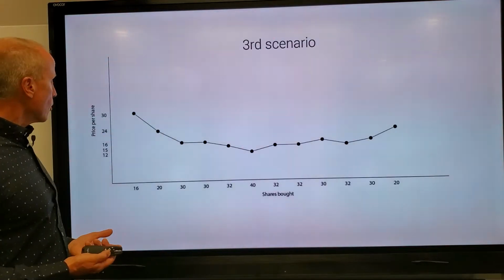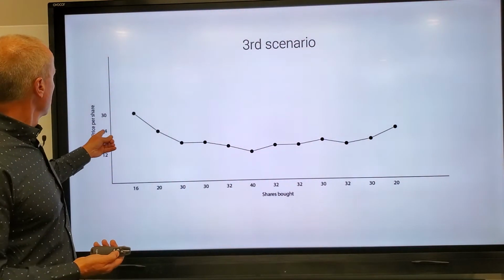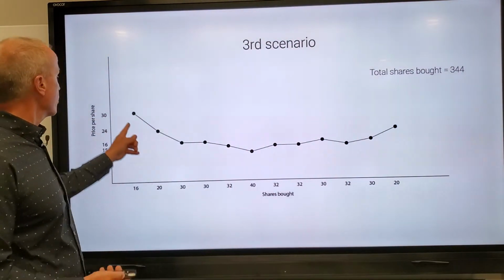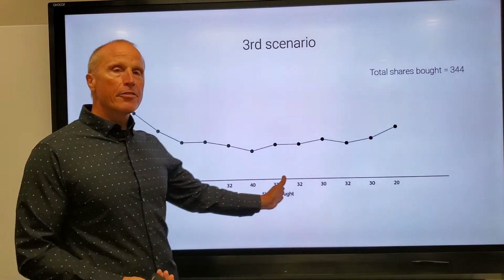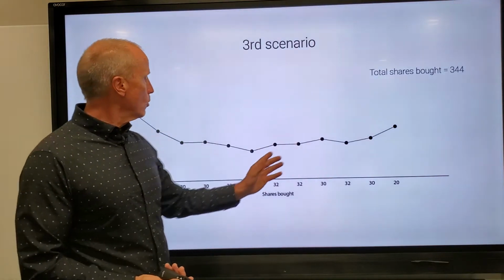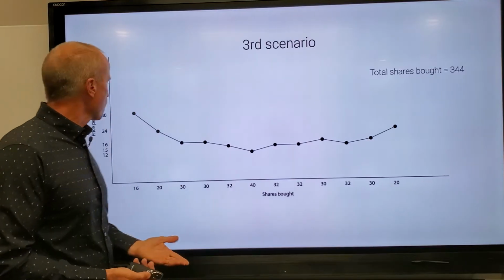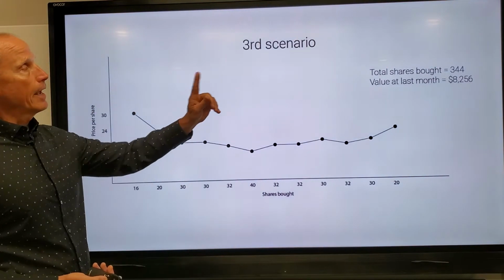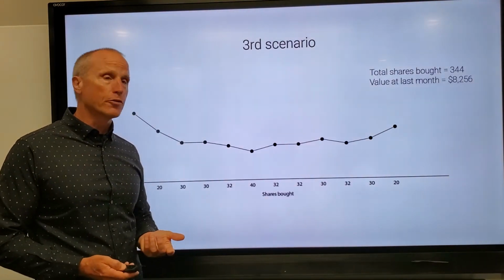Then it goes back up to $24 a share. Still less than where we started. It never even got back to where we started. But notice, we were buying through a really low period, kind of when the market was on sale. So all these shares total up to be 344 shares. You're only worth $24. And yet, it's actually the best investment. It's a little bit more than those other two.